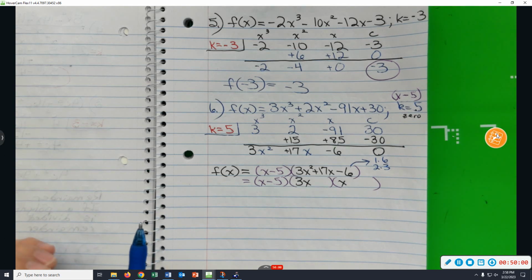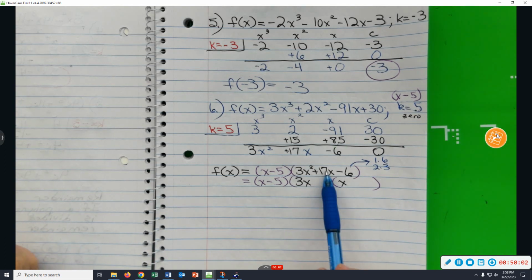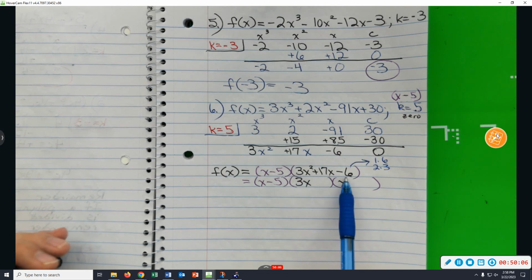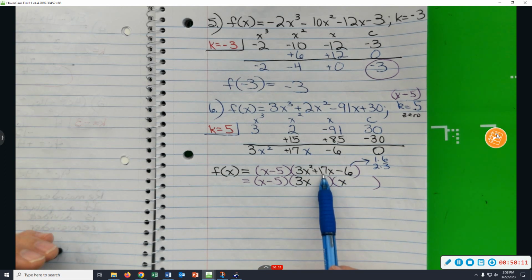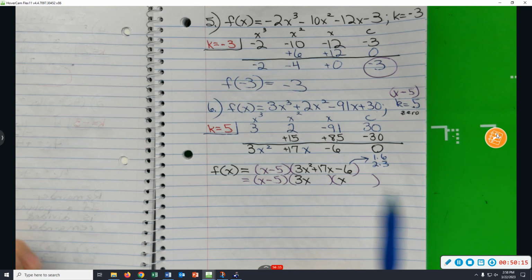Oh, look at that middle number. Hey, remember my little rule? 17. If we multiply these two numbers, 3 times 6, that's 18. That number's, I always say if... Yes, I agree, okay?